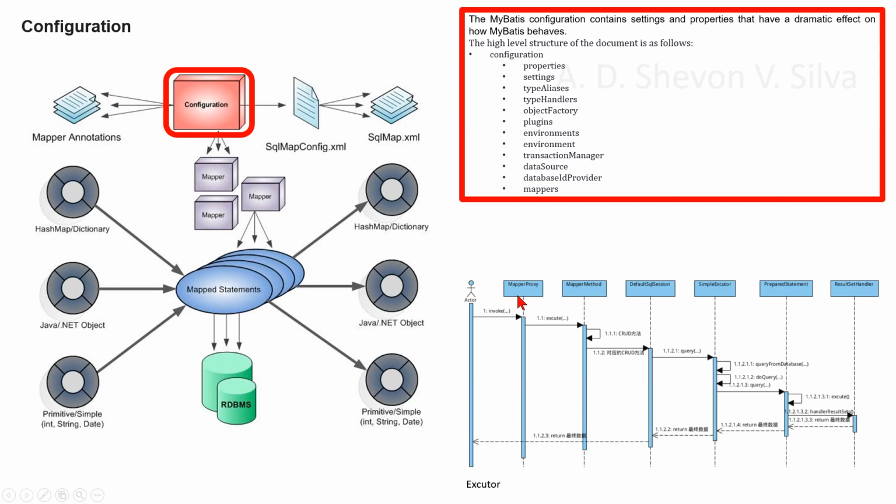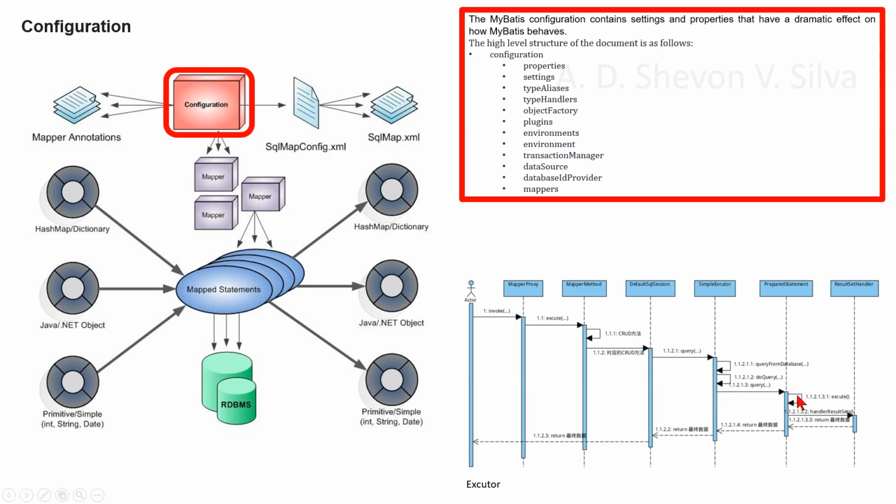Here you can see actor, mapped proxy, mapped method, default SQL session, simple executor, prepared statement, and result set. Actor is connected to mapped proxy via invoke. Mapped proxy is connected to mapped method via execute method. Mapped method is connected to itself via CRUD, and to default SQL session. Default SQL session is connected to simple executor via query method. Simple executor is connected to itself via query from the database and via do query, and is connected to prepared statement via query.